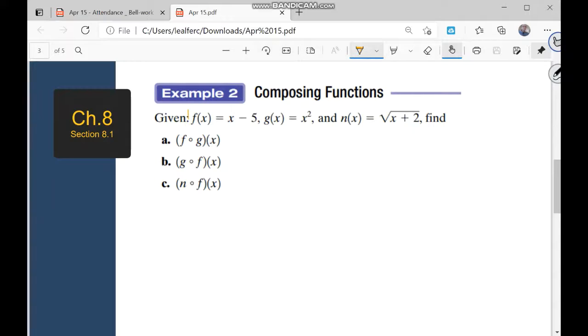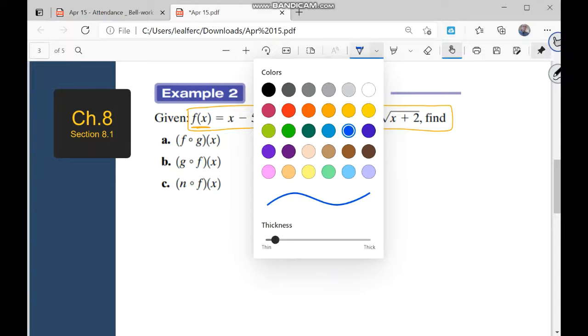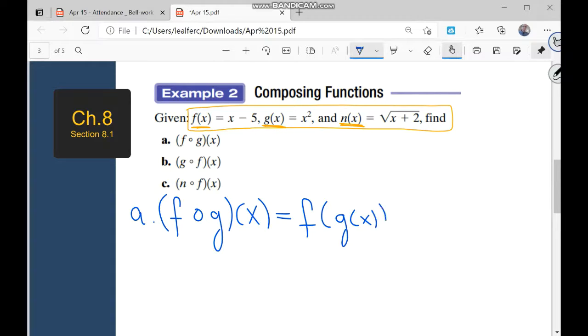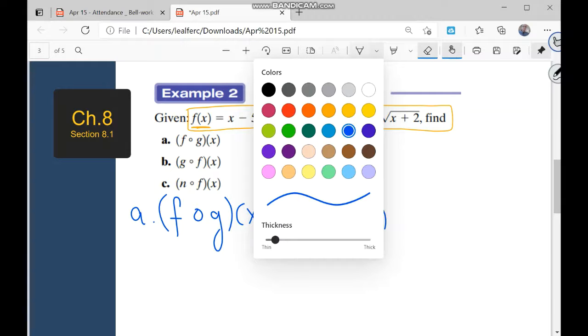The functions we will work with are on the first line. And we have f of x, g of x, and n of x, right? The first example will be letter A, f composed with g of x. This is going to be the same thing as f of g of x. But instead of writing like this, let me try something to help you understand.